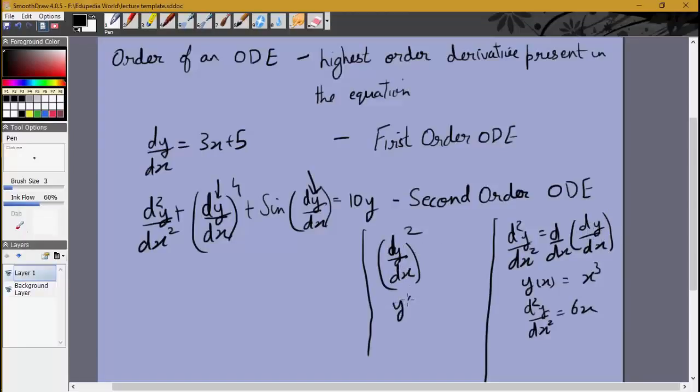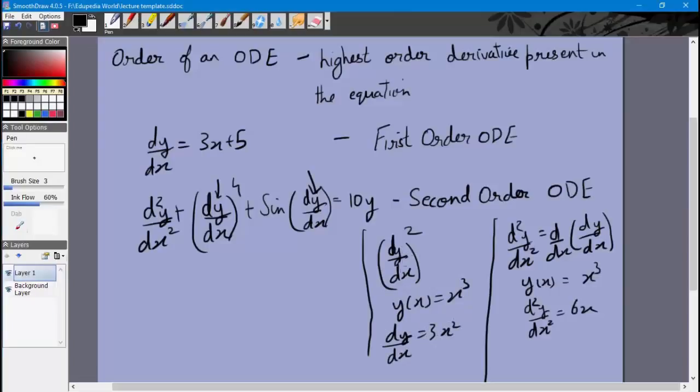So if you have y of x is equal to x cube, you will have dy by dx be 3x squared, which means dy by dx whole squared will be 9x to the power 4. Very different from 6x. So dy by dx whole squared is the square of the single derivative of y with respect to x. d2y by dx squared is the double derivative of y.